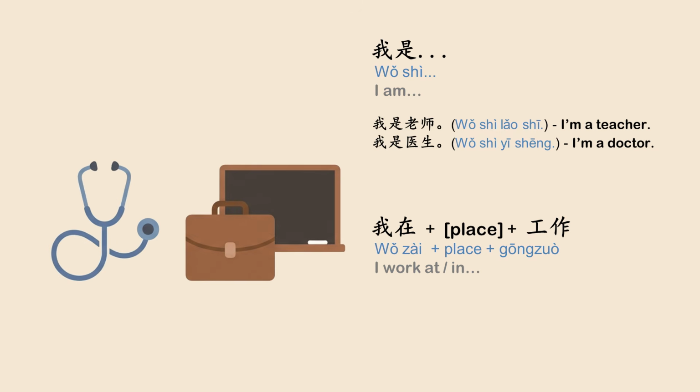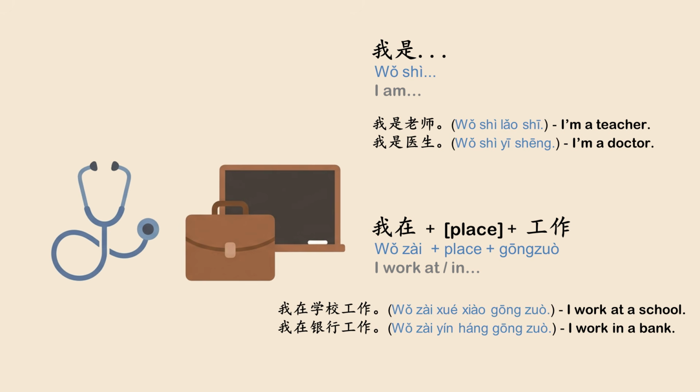Then, if you want to mention where you work, you can say 我在 place 工作, which means I work at or in. Let's look at some examples. 我在学校工作, I work at a school. 我在银行工作, I work in a bank.